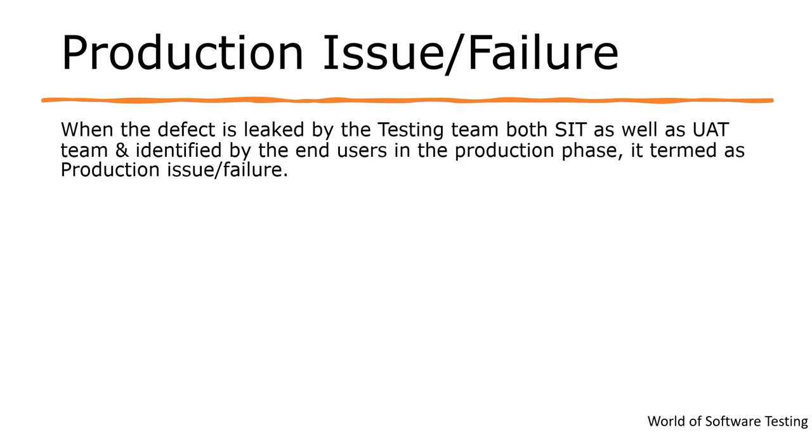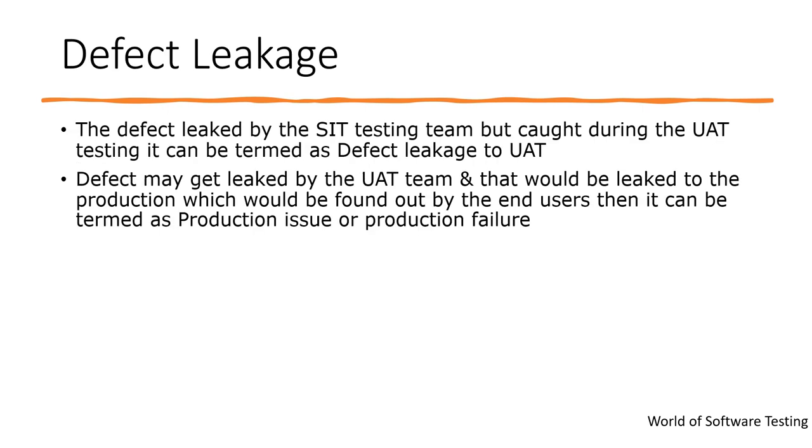For example, the functionality is developed, tested by the testing team, and the build is deployed to the production phase, and if the user finds some functionalities not working properly or stopped working, that issue is termed as a production issue or production failure. So the production issue is nothing but something that comes from production after the application gets deployed.